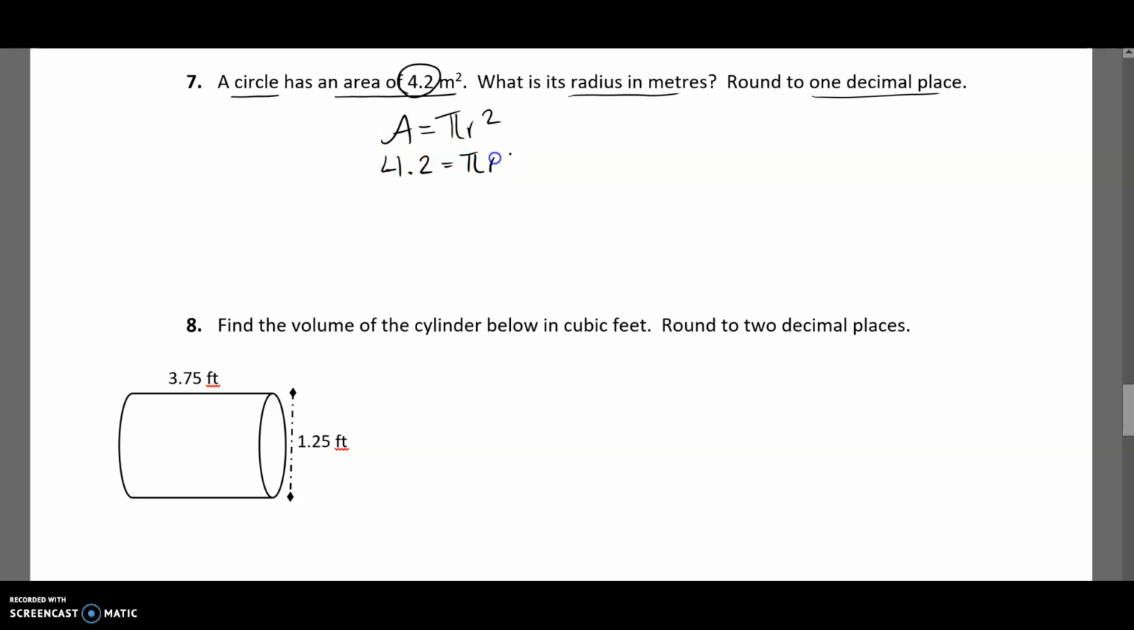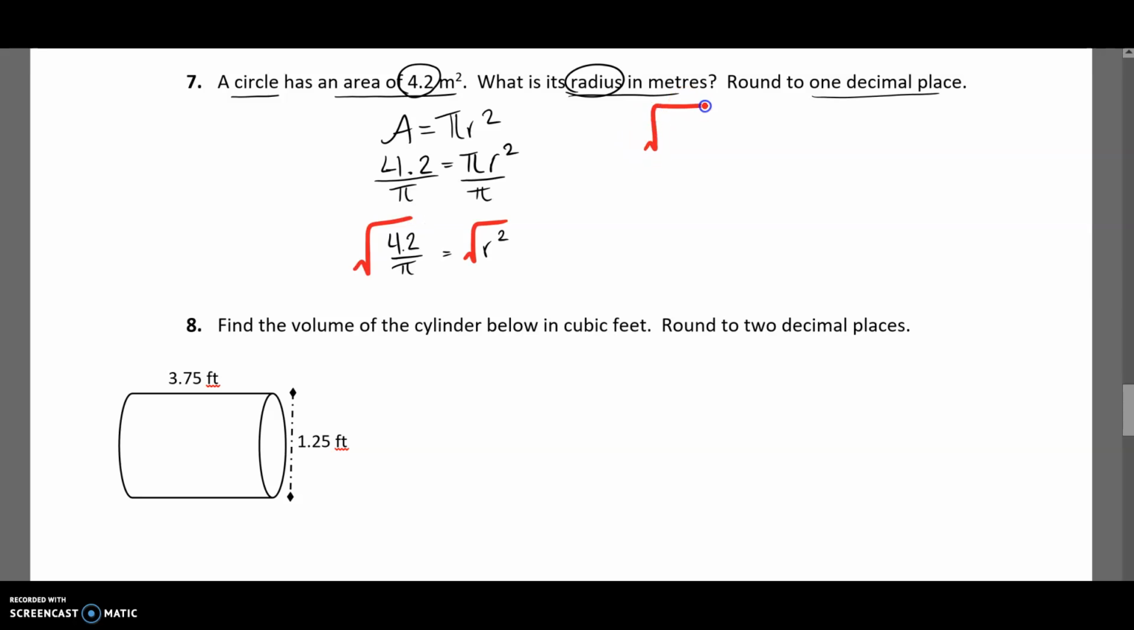Equals pi r squared, and I want to rearrange this equation to solve for r so I can calculate the radius. I'm going to do all the rearrangement first and then punch everything into my calculator at the end so that I don't wind up rounding my answer too early. First, I can see that the r squared is multiplied by pi, so to move that pi to the other side, I can divide, which gives me 4.2 divided by pi equals r squared. The opposite operation to squaring is square rooting. So to get r by itself, I need to square root each side.